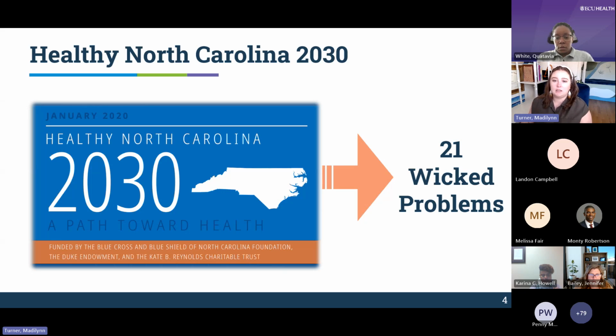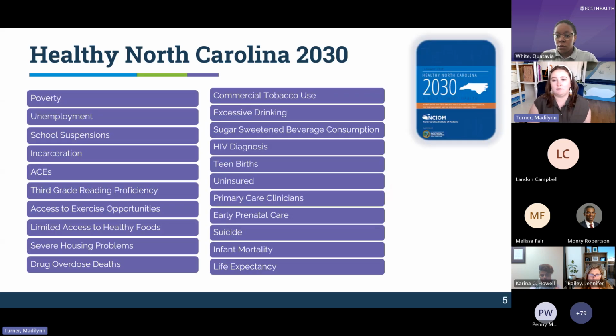So within these 21 different wicked problems, you see things ranging. We have poverty, unemployment, sugar sweetened beverage consumption. We're talking about teen births, HIV. So a whole wide range of different health issues that we're talking about at the state level. And so really being able to use this as a way to guide the work that's done at a local level. So North Carolina is a little different.